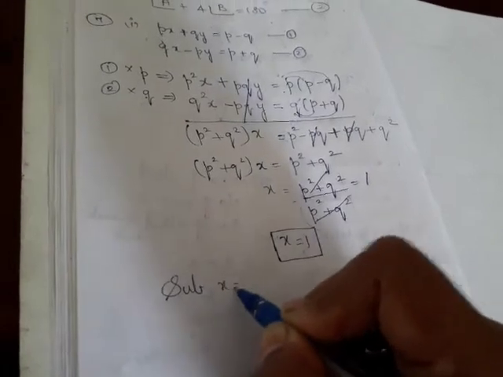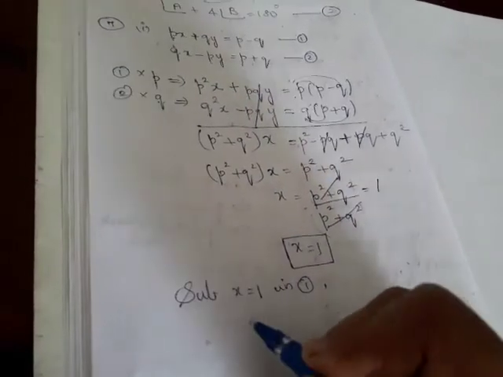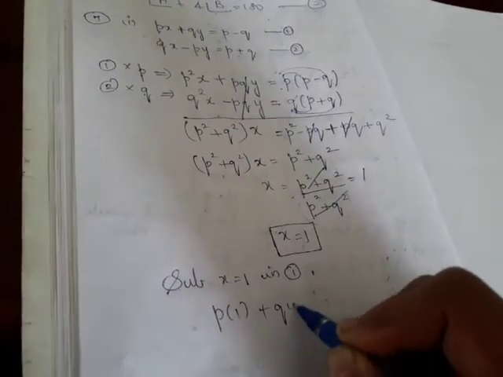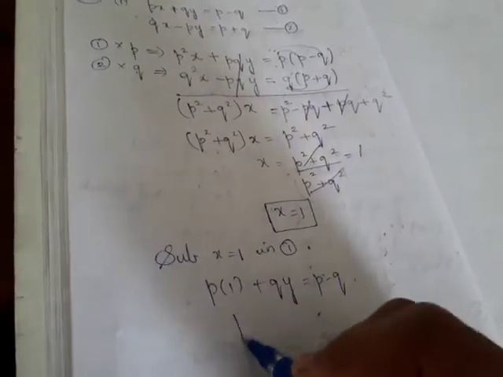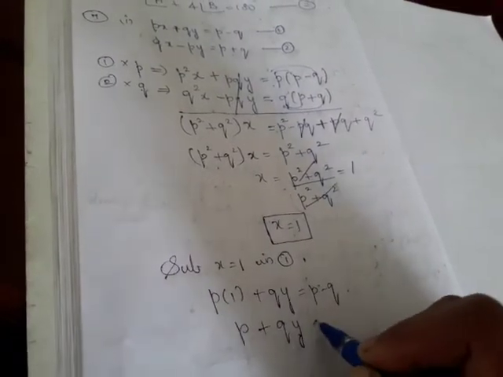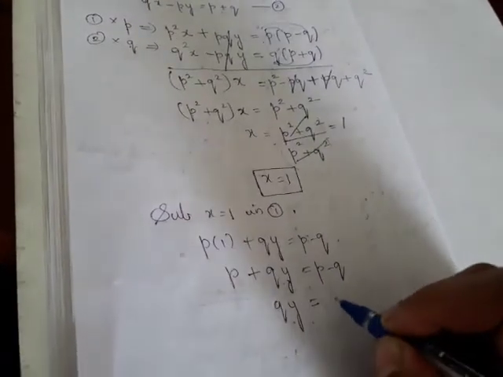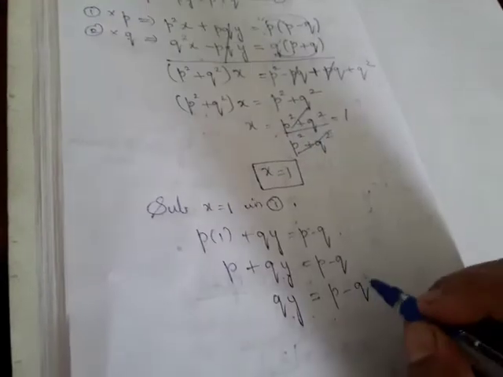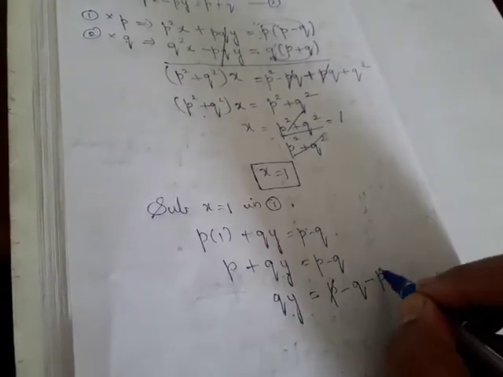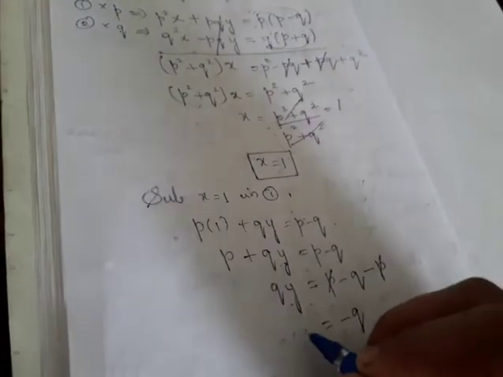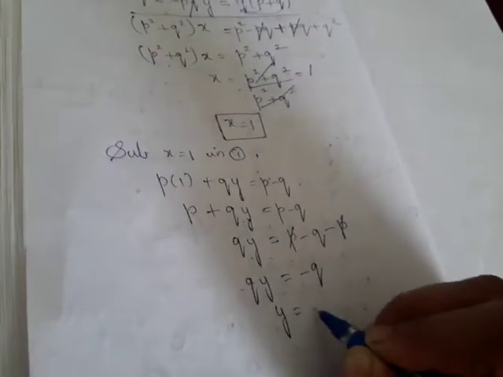So substitute x equals 1 in the first equation. What will happen? p into 1 plus qy equals p minus q. So p plus qy equals p minus q. Now we need y. So qy equals p minus q. Bring this plus p to the other side, it will become minus p. So plus p minus p will get cancelled. We have minus q. So y equals minus q divided by q. So your answer is y equals minus 1. Thus we arrived at the solution: x equals 1, y equals minus 1.